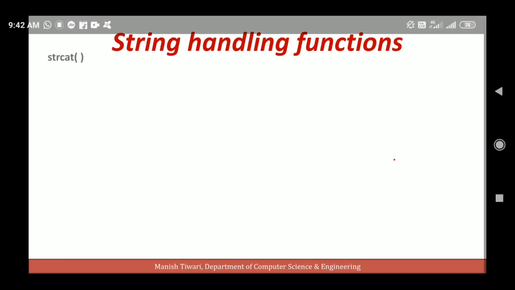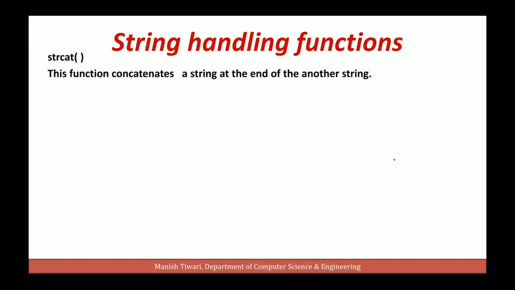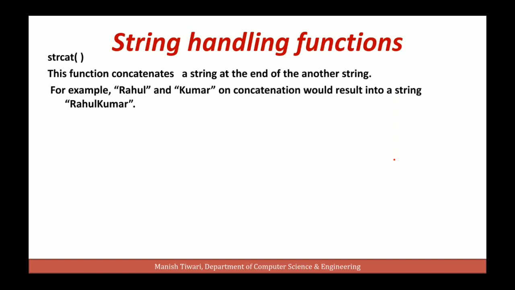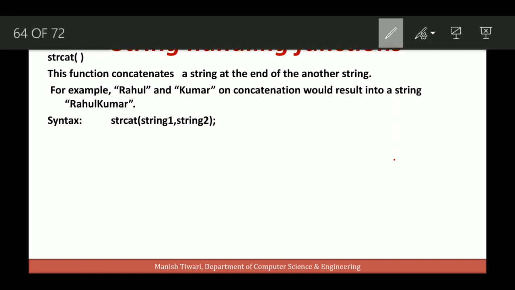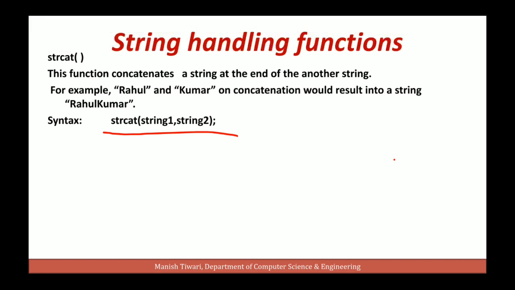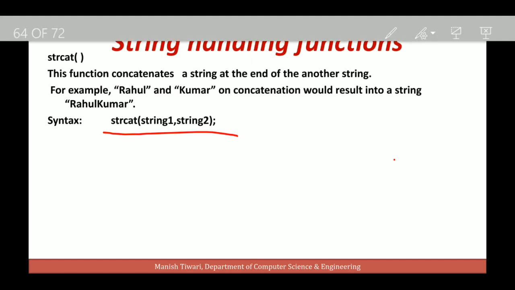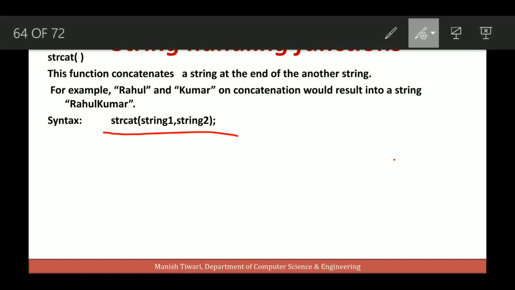And the next function is the strcat function. This function basically concatenates a string at the end of another string. That means this function is used to join two strings together. The syntax of this function is strcat(string 1, string 2). So what it does, it concatenates two strings, string 1 and string 2, and the resultant string will be stored in string 1.